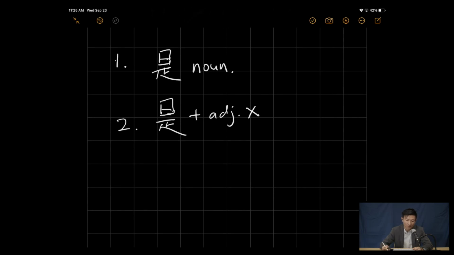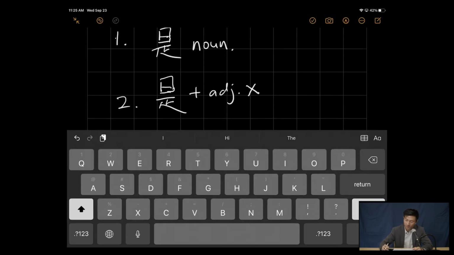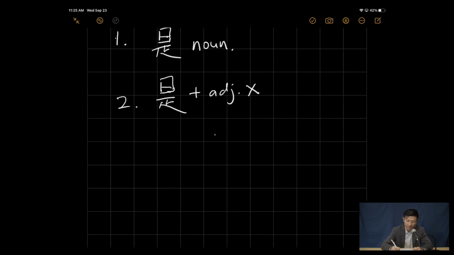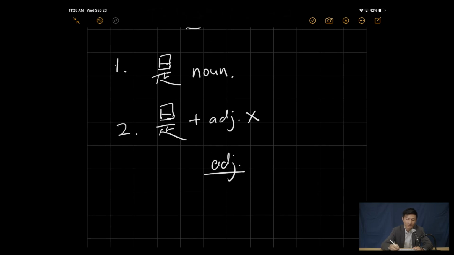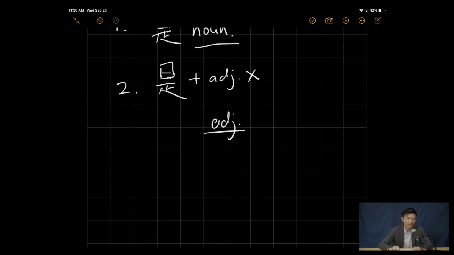All right, so why is that? Let's dive a little bit deeper. In Chinese, adjectives function a lot like verbs, actually. So when we have a noun, we would need a verb in the sentence, and that would be 是. When we have an adjective, because adjectives in Chinese function a lot like a verb, you don't need another verb in this sentence.